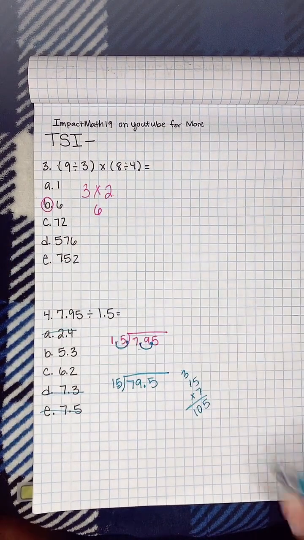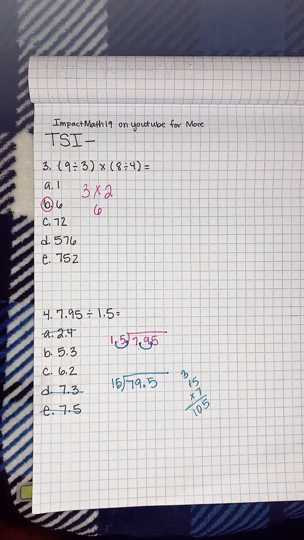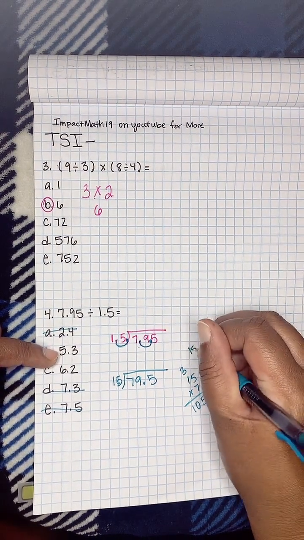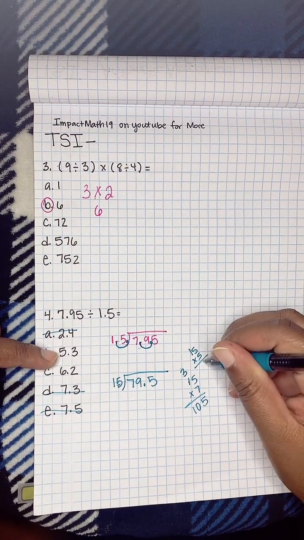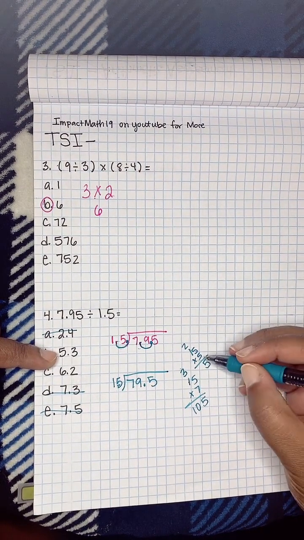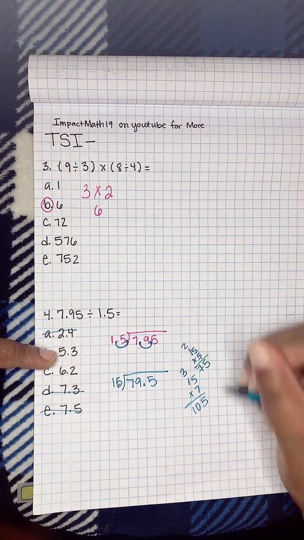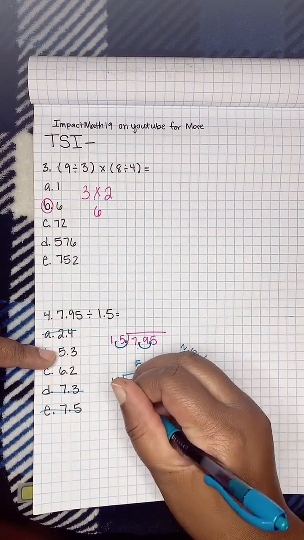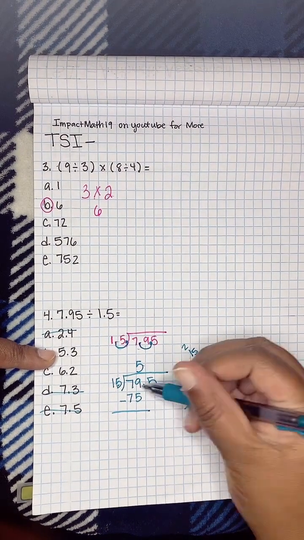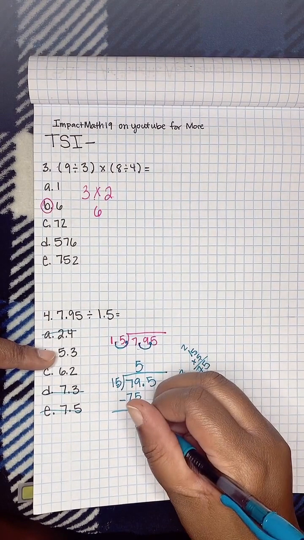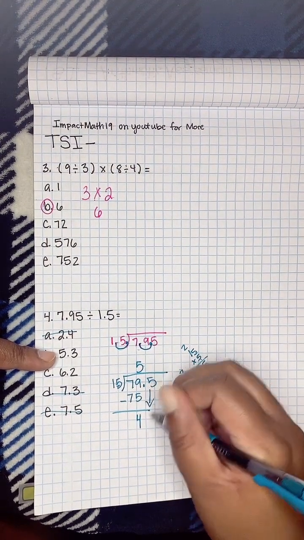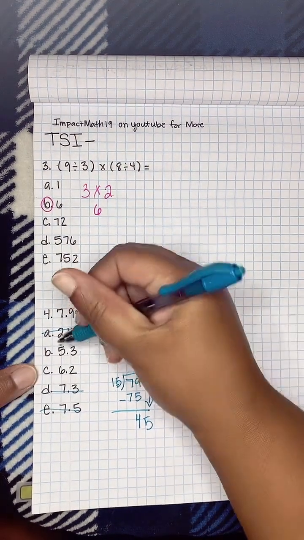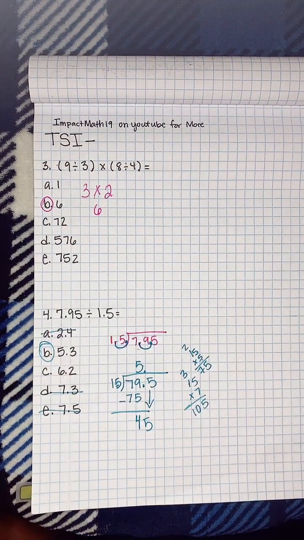So I just eliminated one. Now I have a 50-50 chance. And since you guys were saying it's B, we're going to go with 5. So 15 times 5. 5 times 5 is 25. Carry the 2. And then 5 times 1 is 5 plus 2, 75. So if we put 5 here, 5 times 15, we get 75. We're going to subtract these. So 79 minus 75 is 4. Drop down that 5. And as soon as you see it's 5, we don't even need to continue, right? Because this is the only one that has a 5. So B is our answer.